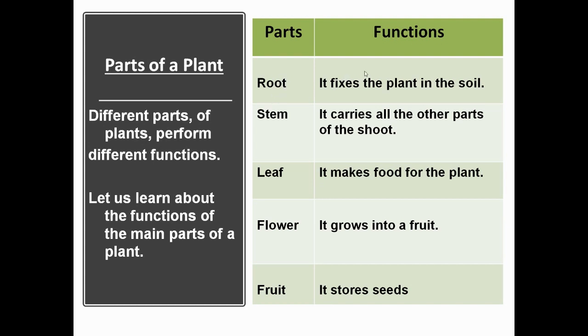Stem. It carries all other parts of the shoot. Leaf. It makes food for the plant. So it is called the food factory for the plant or kitchen of the plant. Flower, it grows into a fruit. Fruit, it stores seeds. These seeds in turn can grow into more plants.